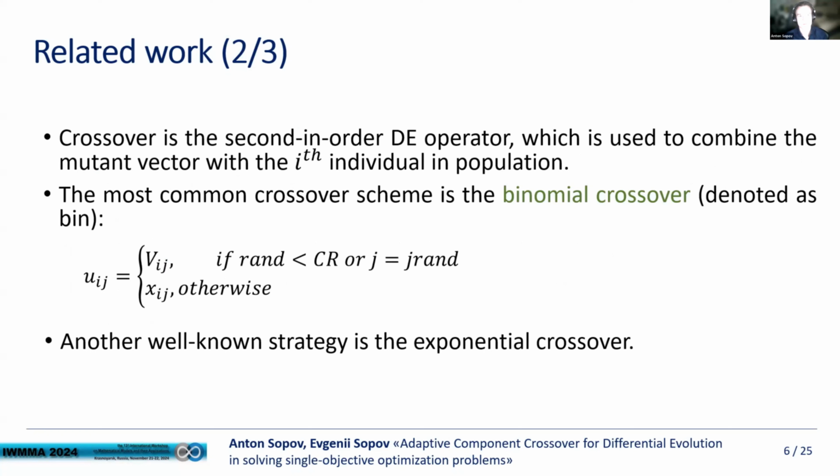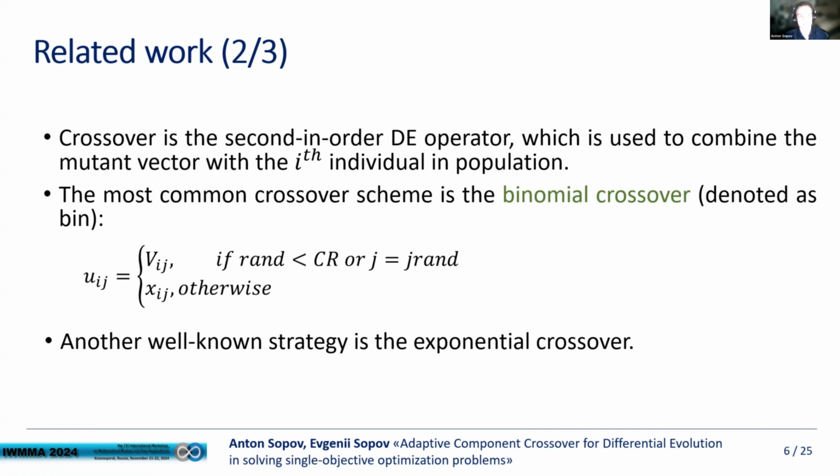The crossover operator is the second operator in differential evolution, which is used to combine the mutant vector, which we got before, with the vector in the current population. The most common scheme is binomial crossover. If you have worked with differential evolution before, you may have noticed that the schemes are denoted, for example, as rand/1 and the crossover scheme.